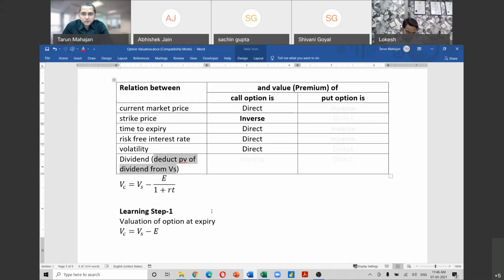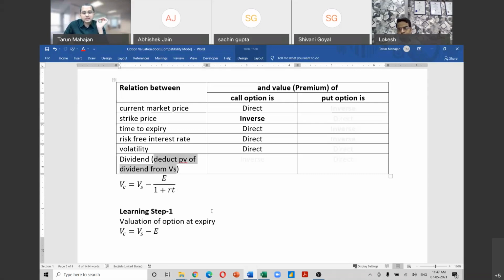So you calculate the present value of that dividend, which is receivable after 4 years, and deduct it from VS, the current value of stock. This way you will get a modified VS, a new VS. Now use this new VS in any of the formulas.